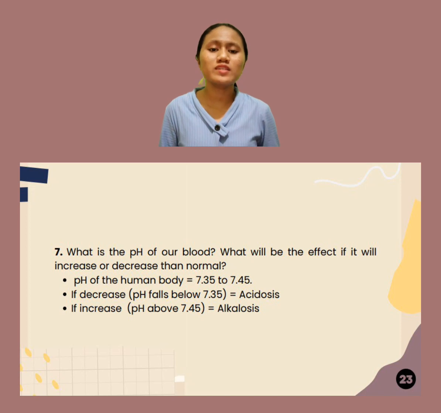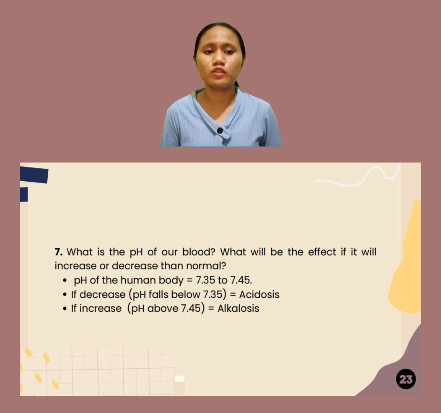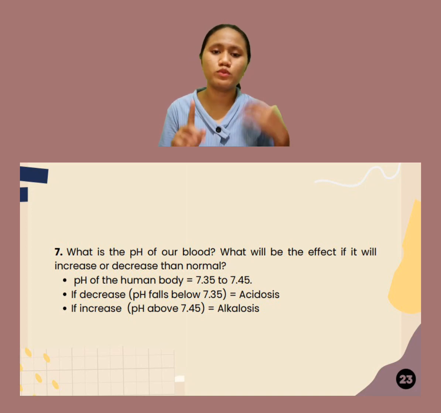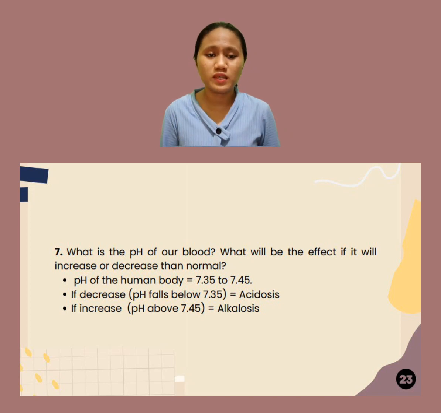So for the last one, what is the pH of our blood and what will be the effect if it increases or decreases from normal? The pH of the human body ranges between 7.35 and 7.45. When the blood's pH falls below 7.35, it becomes overly acidic and causes what we call acidosis, a condition in which there is too much acid in the body fluid, while blood that has a pH above 7.45 is too alkaline, which leads to alkalosis, where there is too much base in the body fluids.